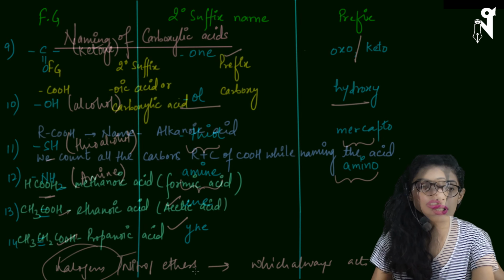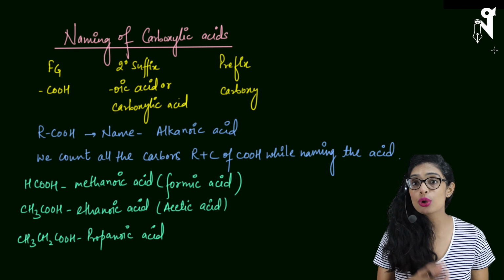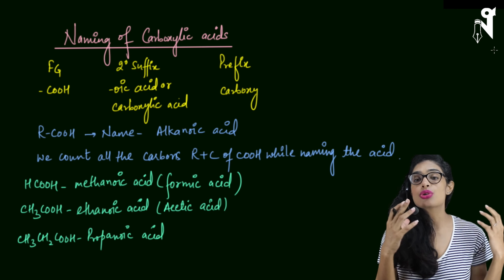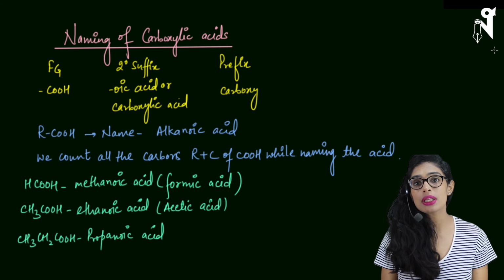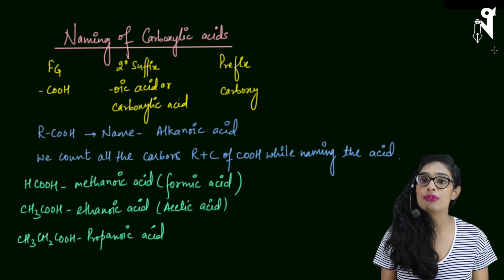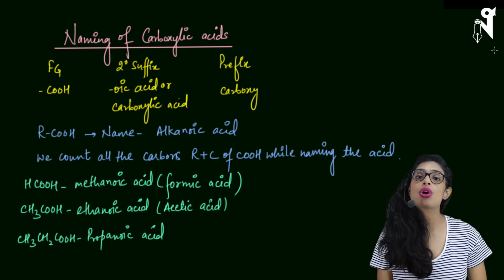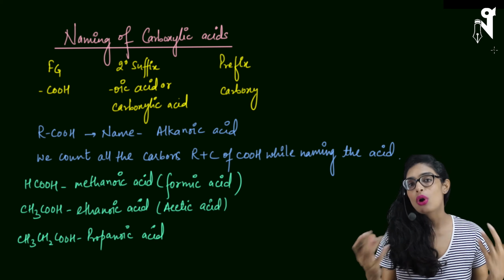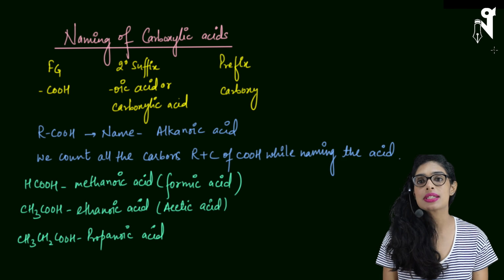Okay. Now let's talk one by one about each group: how to name it, how to use its prefix, how to use its suffix, what are different cases, what are different ways of naming the compound containing a particular type of functional group. We are going to understand everything in detail. So we'll go by seniority order, or not always, but today at least I'll be starting with COOH, which is the senior most group.